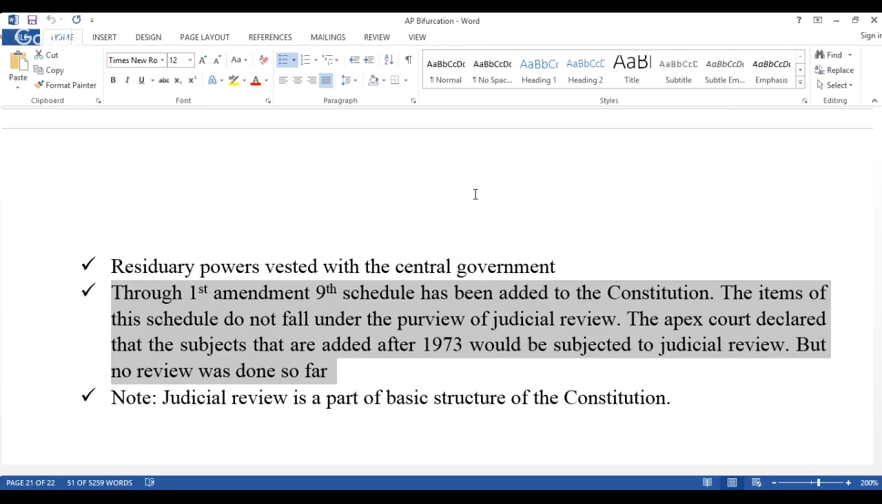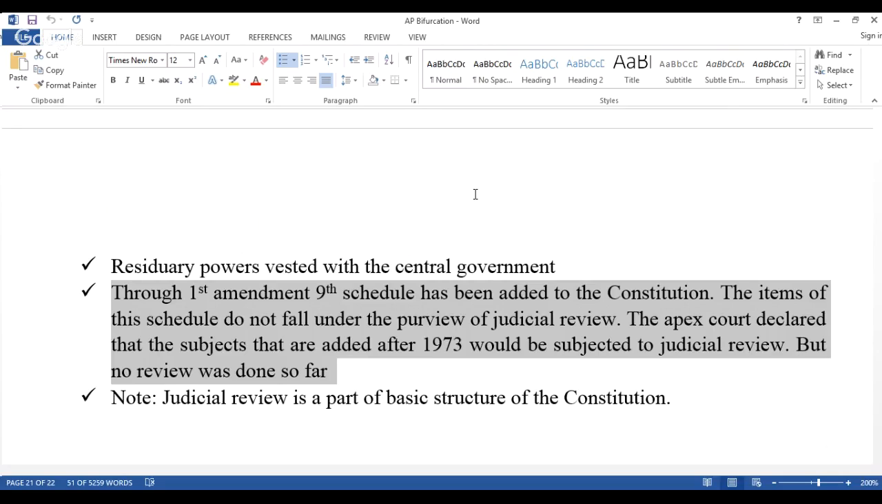But over a period of time, the Supreme Court took it very seriously. The Supreme Court said that even the ninth schedule will come under the concept of judicial review, because judicial review is a part of the basic structure. You cannot stop us from going to the review. That's the reason why the court said that after 1973, whatever has been added to the ninth schedule is subject to judicial review. There are more than 284 items present in the ninth schedule, but no review was done even today.